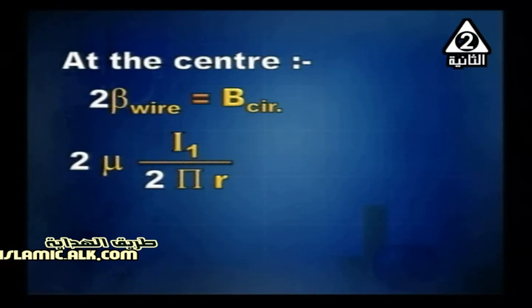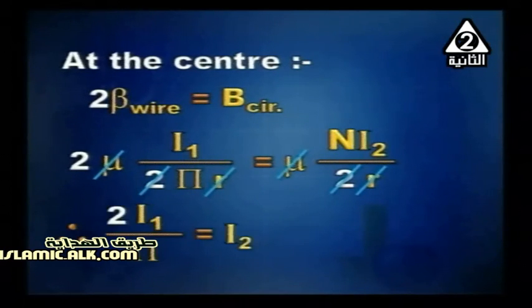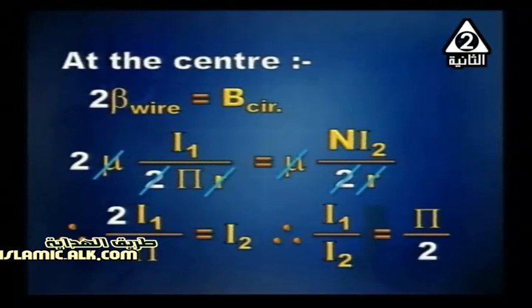So 2 times mu I1 over 2 pi r. Your attention here, it should be written d, but at the center, the distance is equal to the radius. Is equal to the field of the circular loop, mu I2 over 2r. Number of turns here is 1. Okay, permeability will be cancelled out, and 2. Also radius will be cancelled out. Okay, so we can say 2I1 over pi is equal to I2. So I1 over I2 is equal to pi over 2.